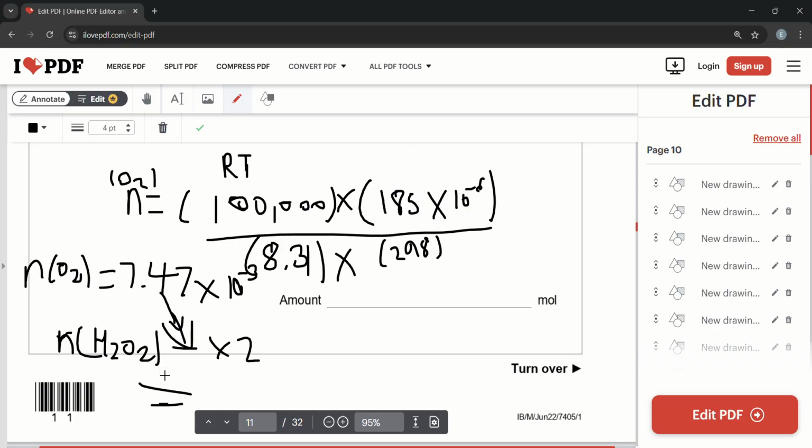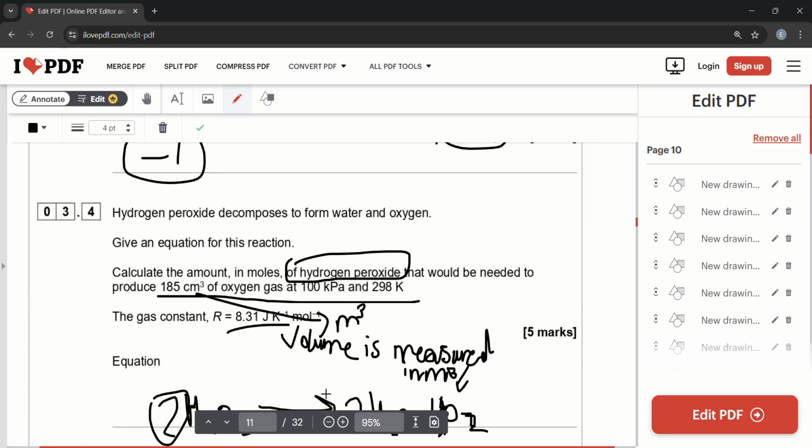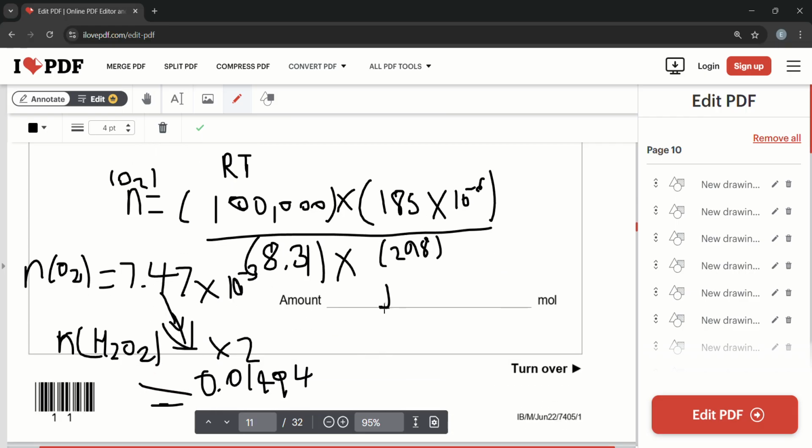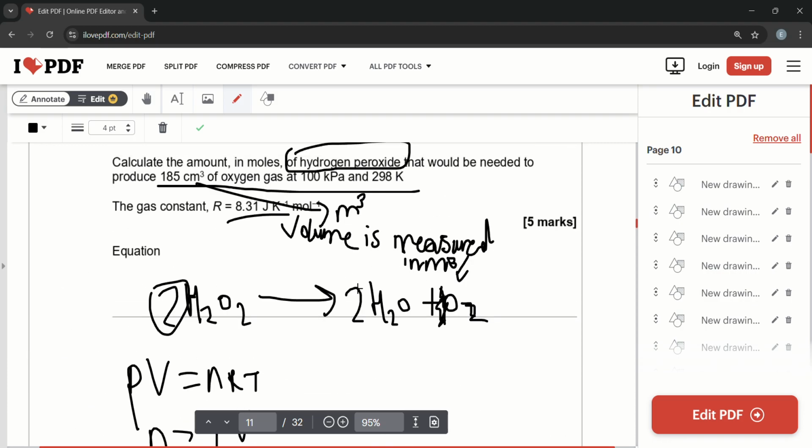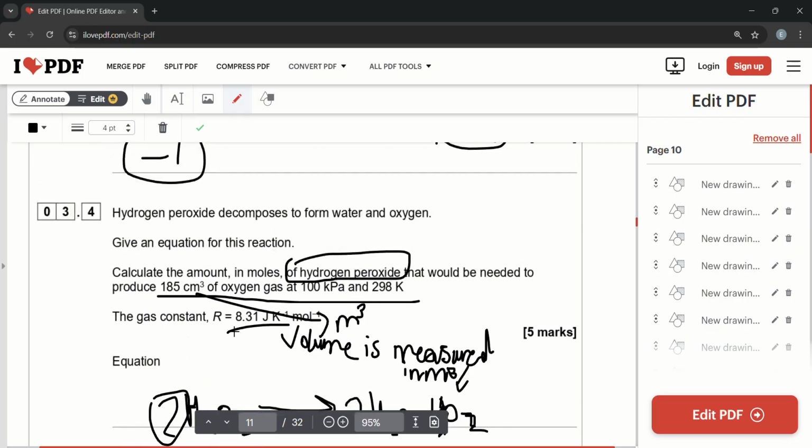And we get 0.01494, and yeah, so we can say 0.0149 moles, and that is a 5 marker.